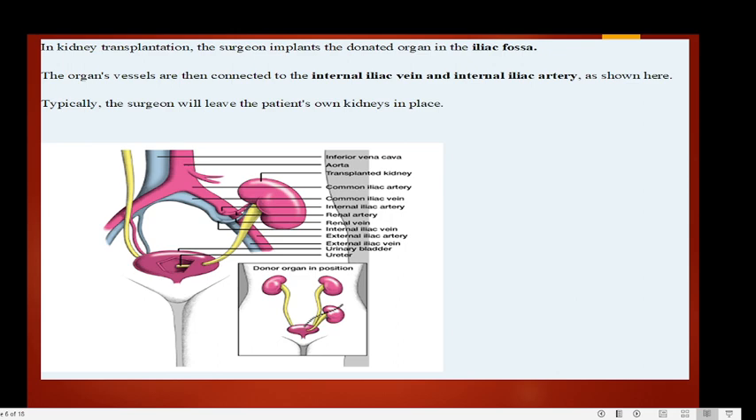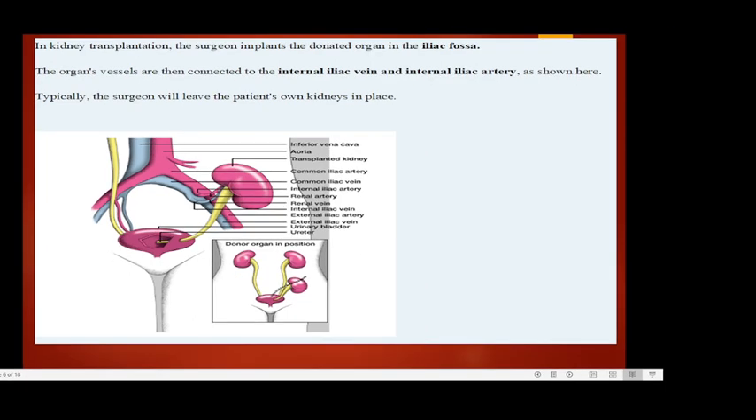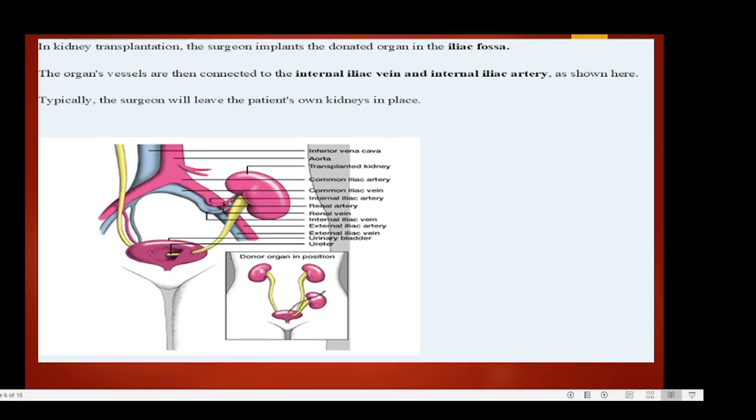Okay, guys. So this is just a summary of what we are trying to see. We are saying that in kidney transplantation, the surgeon implants the donated organ in the iliac fossa. The organ's vessels are then connected to the internal iliac vein and internal iliac artery. You can be able to see.